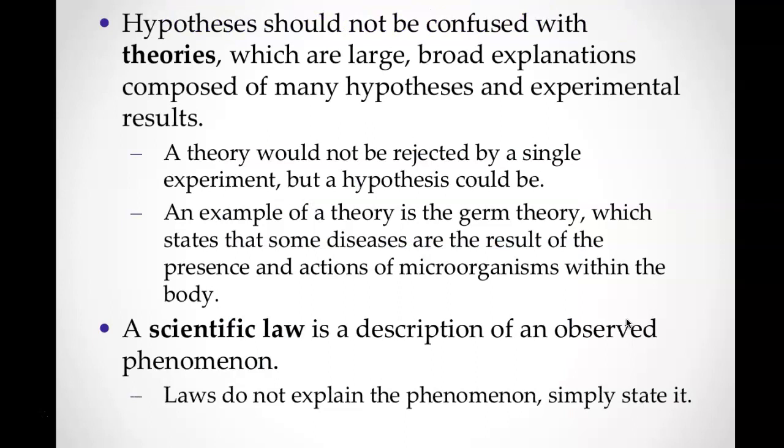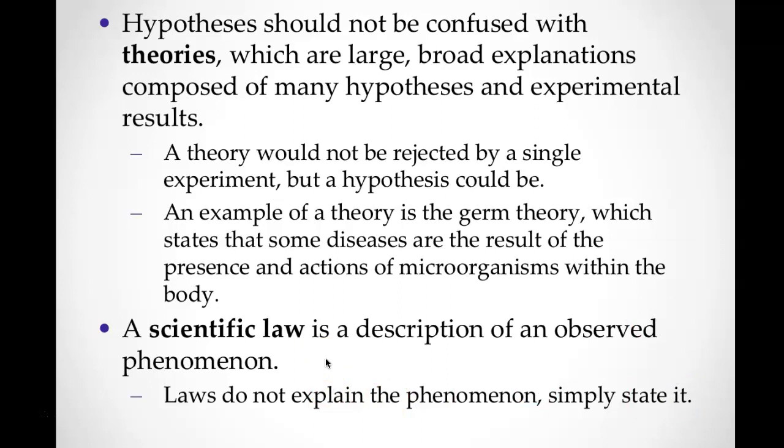And then just lastly, and I'm almost done, a hypothesis should not be confused with a theory. A theory is a large, broad explanation that's composed of many hypotheses and experimental results. So a theory would not be rejected by a single experiment, but a hypothesis could. So a theory is a large umbrella with a bunch of hypotheses underneath it. An example of a theory is the germ theory, which states that some diseases are the result of the presence and action of microorganisms within the body. And so there's a lot of hypotheses and a lot of experiments that have been done to prove that one theory.